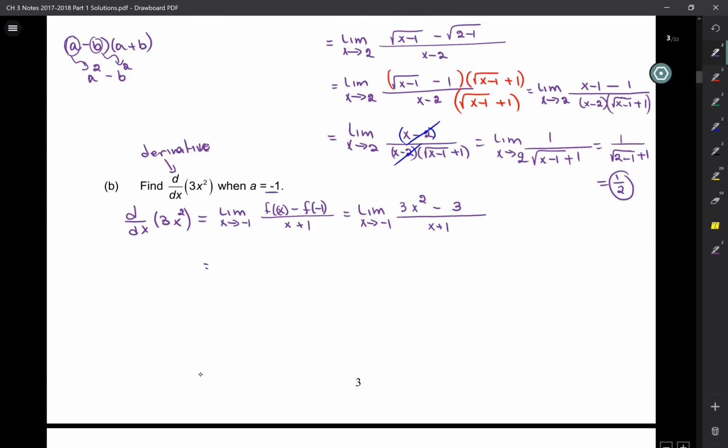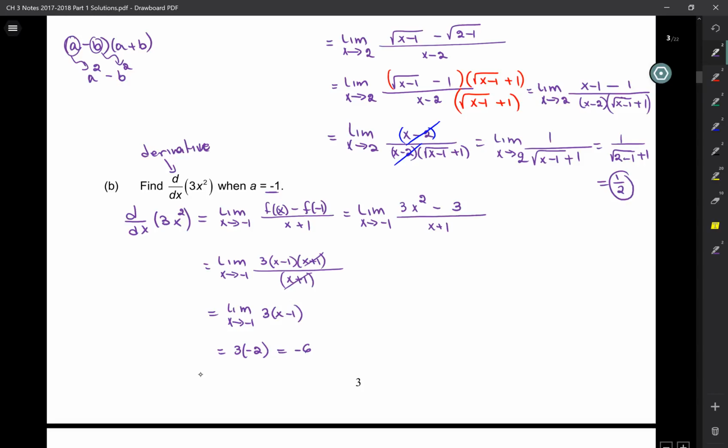Okay, so now this is equal to the limit as x approaches minus 1. Let's factor out a 3. So we get 3 times x minus 1, x plus 1 over x plus 1. Luckily, something cancels, so this is the limit as x approaches minus 1 of 3 times x minus 1. So that's equal to 3 times negative 2, which is negative 6.